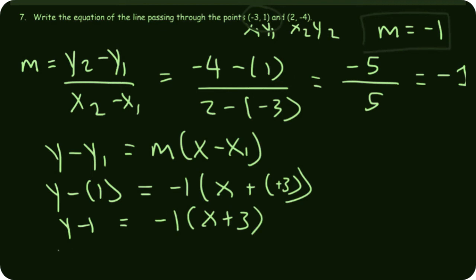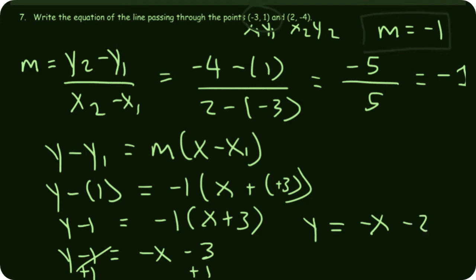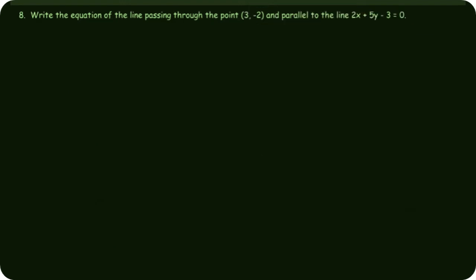Now let us distribute the negative 1. So it's going to be negative x minus 3, and then let us add 1 to both sides. So y is equal to negative x, and negative 3 plus 1 is negative 2. So this is the final answer. It is y equals negative x minus 2.